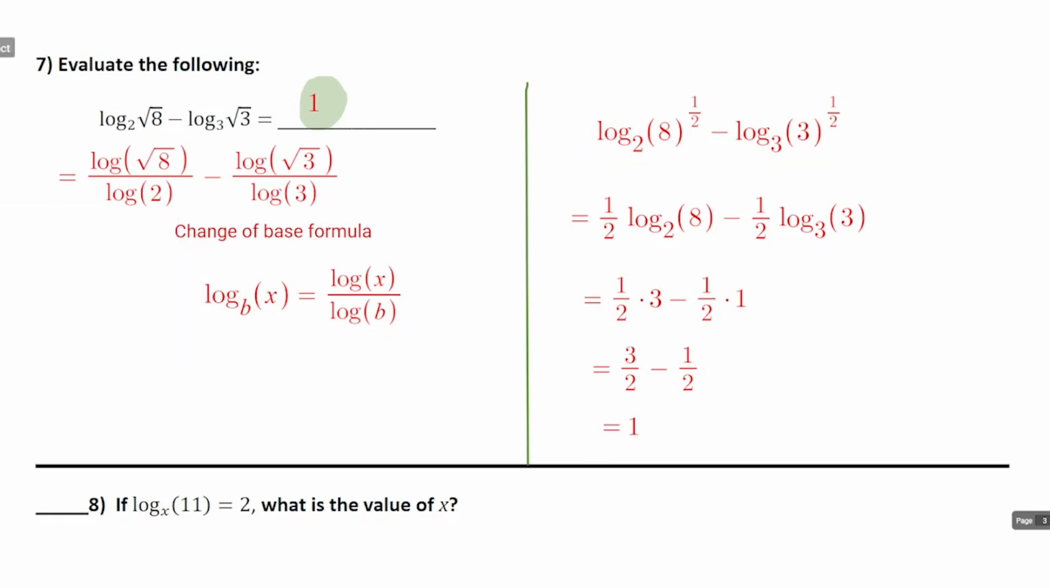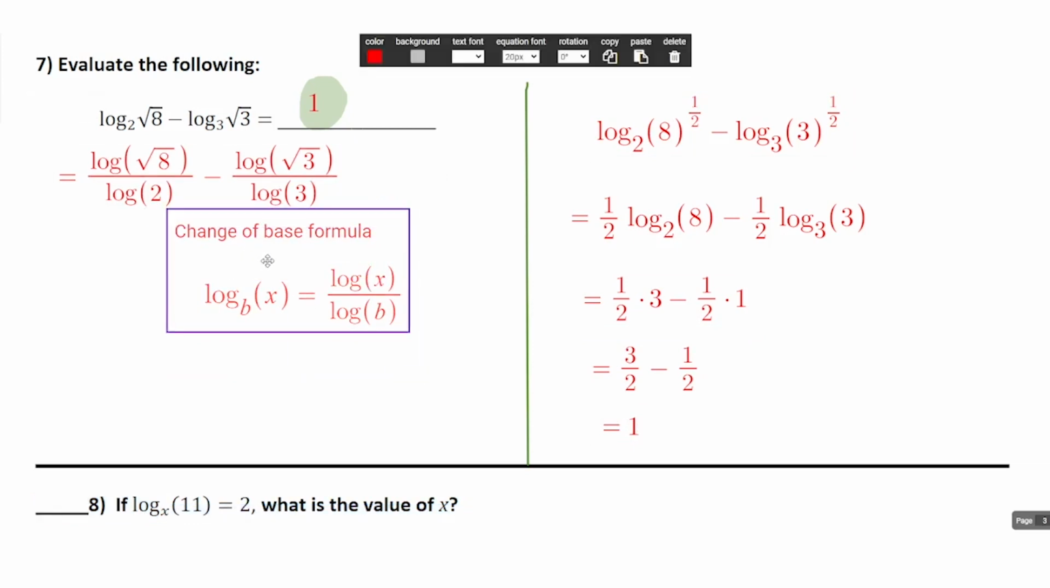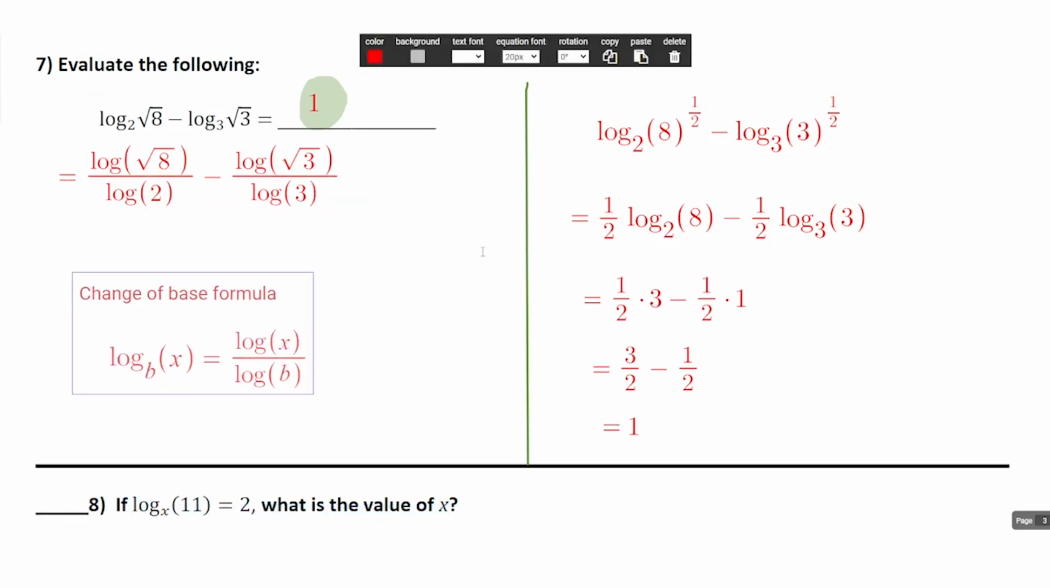So you kind of have two choices here. One is to know the change of base formula and just use it and use the calculator. Or if you're pretty good with your logarithm properties, you can get away without using the calculator. But if it's me taking the test, 10 times out of 10, I'm going to use the calculator, especially if I have the ability to.